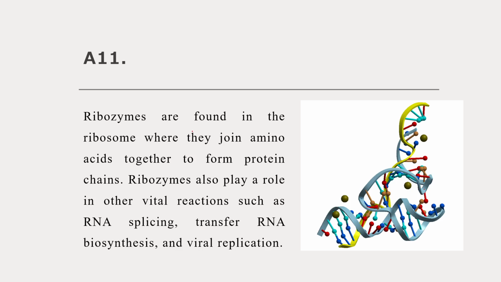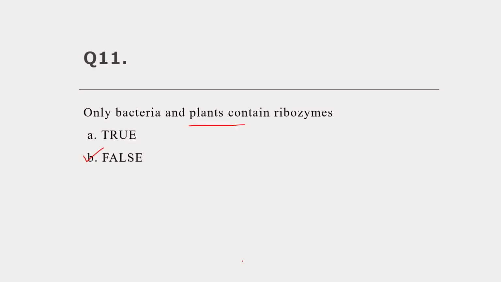Ribozymes are found in ribosomes, where they join amino acids together to form protein chains, and also play a role in other vital reactions such as RNA splicing, transfer RNA biosynthesis, and viral replication. So which ribozyme is especially helpful in viral replication? That is the HDV ribozyme, which is also called a small ribozyme, right? This small ribozyme, the hepatitis delta virus ribozyme, helps in the viral replication process. Understood? So it is also found in viruses and in animals, not only in plants and bacteria.